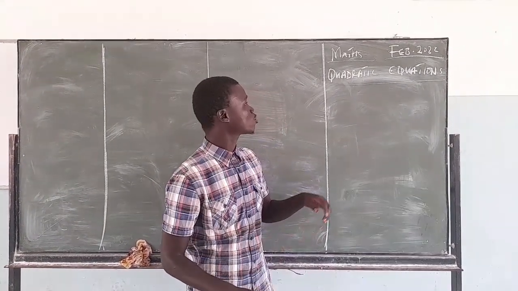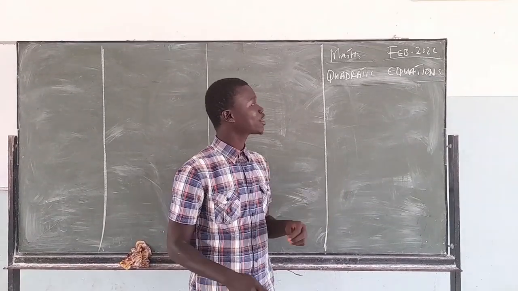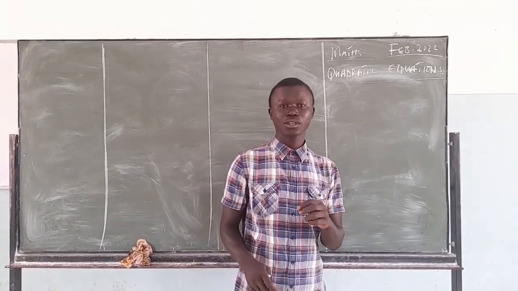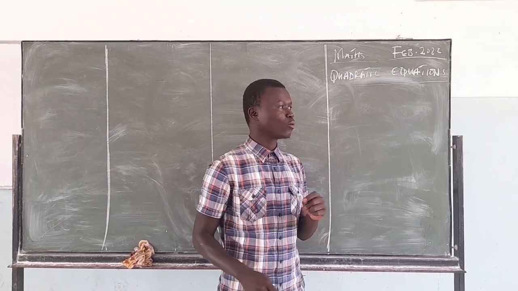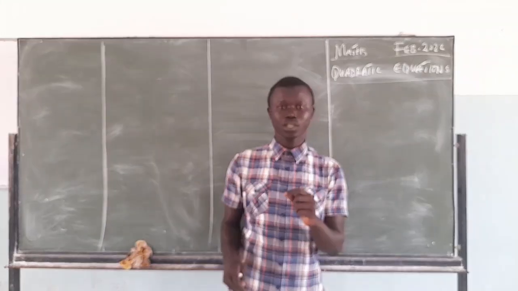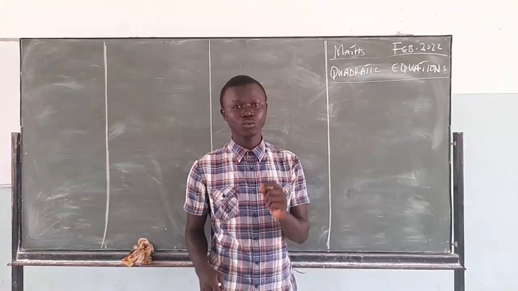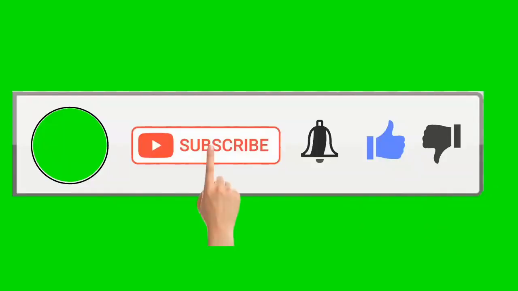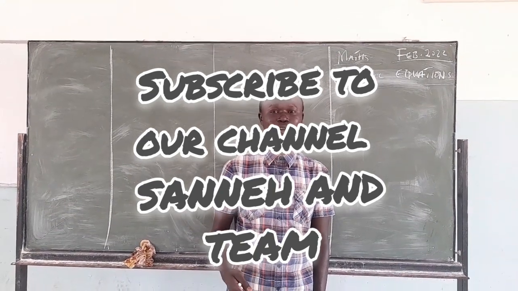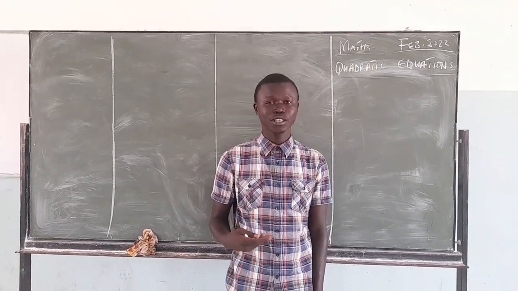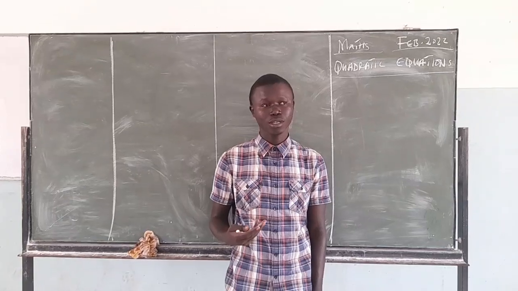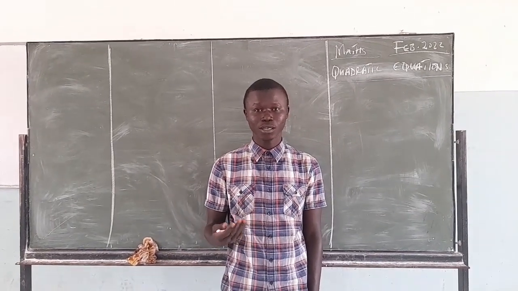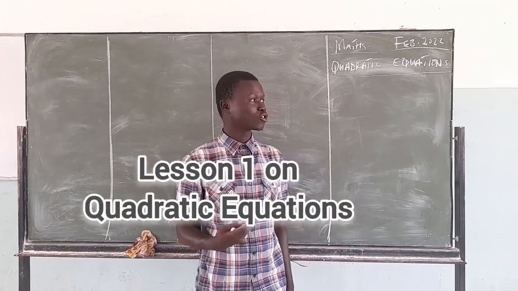So quadratic equation, back to our topic. What do you understand from quadratic equations? Well, the thing we have to know about a quadratic equation is that it is any equation which has the highest power of 2. So as we say, a quadratic equation is any equation whose highest power is 2. When we have a power of 1, that is a linear equation.